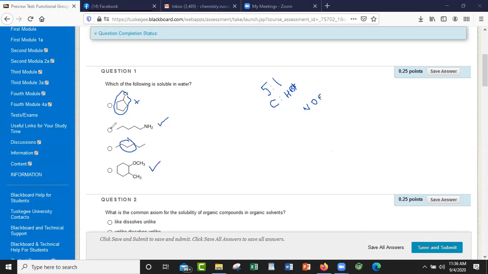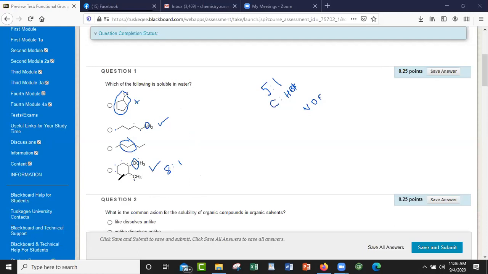So now it's just a matter of figuring out if the ratio holds. We've got 1, 2, 3, 4, 5 carbons and 1 nitrogen. Does that match the ratio? Yes. What about this one? We've got a hydrogen bonding atom here, oxygen, but we have 8 carbons. So this is 8 to 1. Is that right?